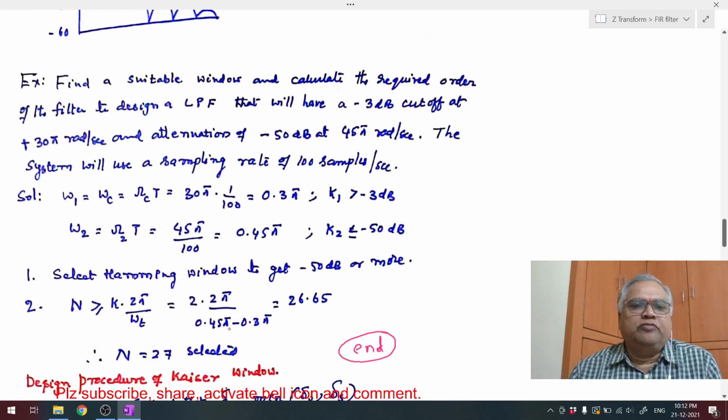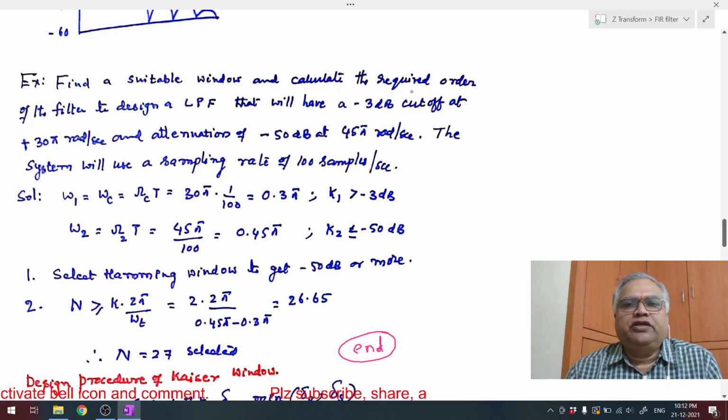Now another problem. Find a suitable window and calculate the required order of the filter to design a low pass filter that will have a minus 3 dB cutoff at 30 pi radians per second, and attenuation of minus 50 dB at 45 pi radians per second. The system will use a sampling rate of 100 samples per second.